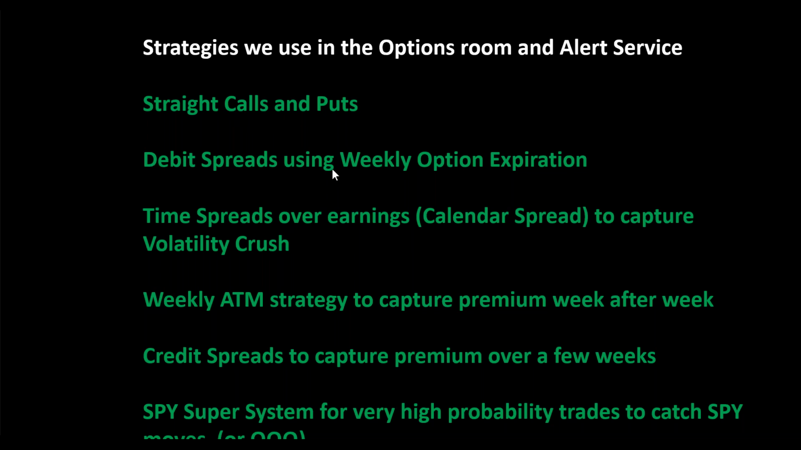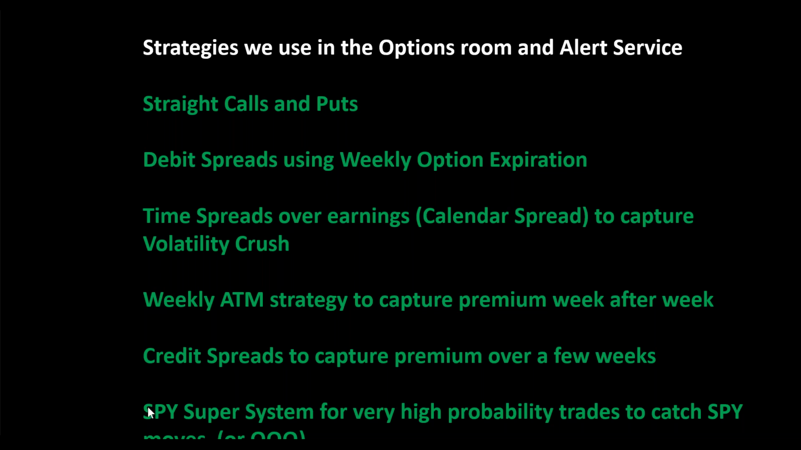I use debit spreads using weekly options expiration. I use time spreads over earnings, which capture the volatility crush. These are non-directional trades. The weekly ATM is what I was talking about with Google. We're selling puts on a weekly basis against a stock where we've got a longer term put as protection further out in time, and we can keep just harvesting premium from that week after week after week. And we do credit spreads as well.